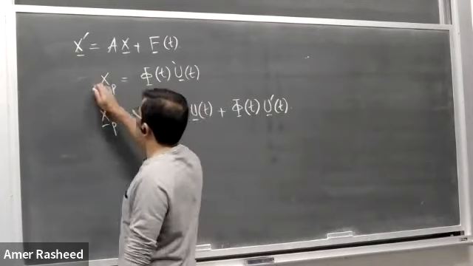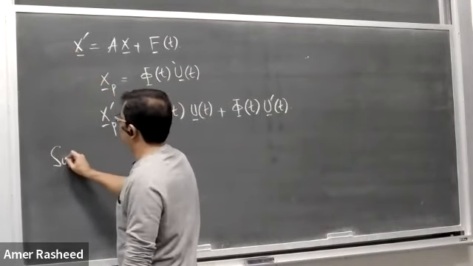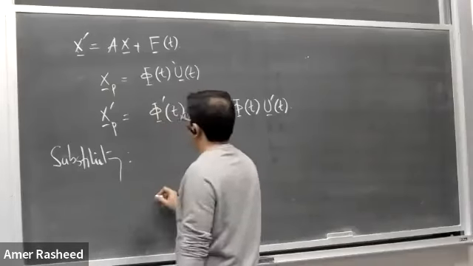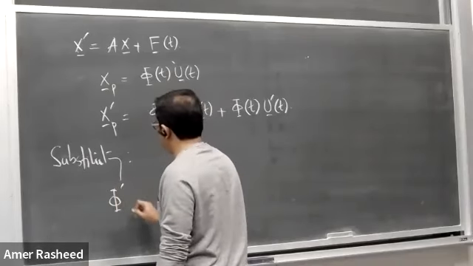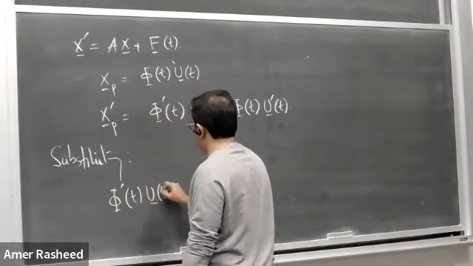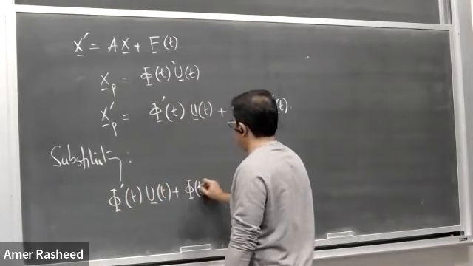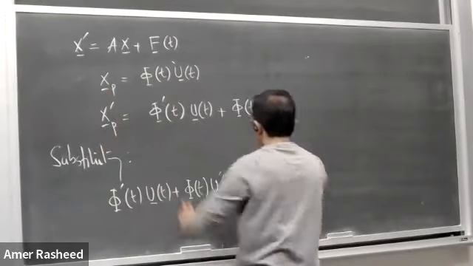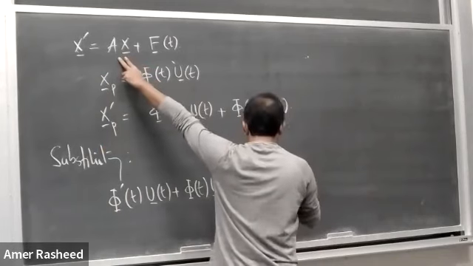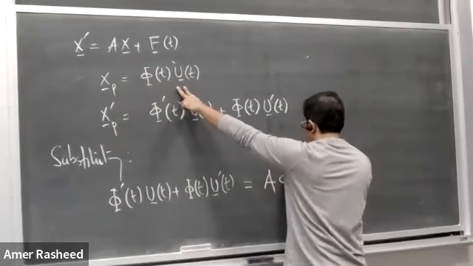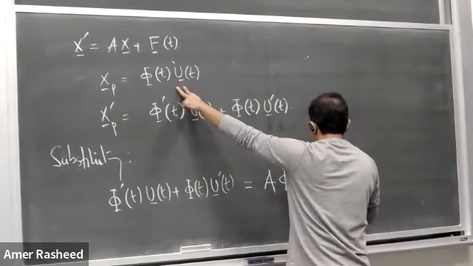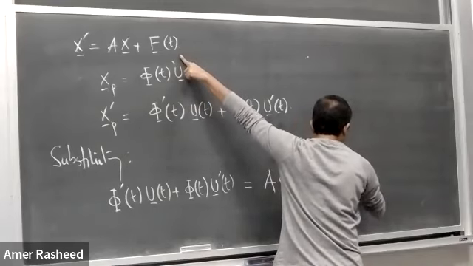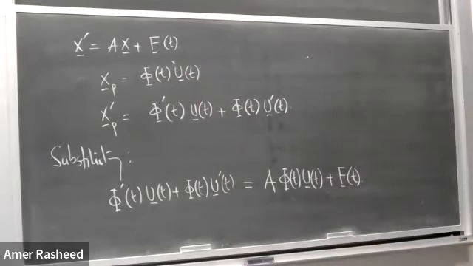Now we need to put these two things here in this solution. Okay, substituting. So x_p dash, we put the value of x_p dash, which is phi dash of t u of t plus phi of t u dash of t, because on the left hand side we have x dash. And this x dash equals A times what is x? X is phi of t times u of t, plus f vector of t. Okay, so we have inserted this thing.